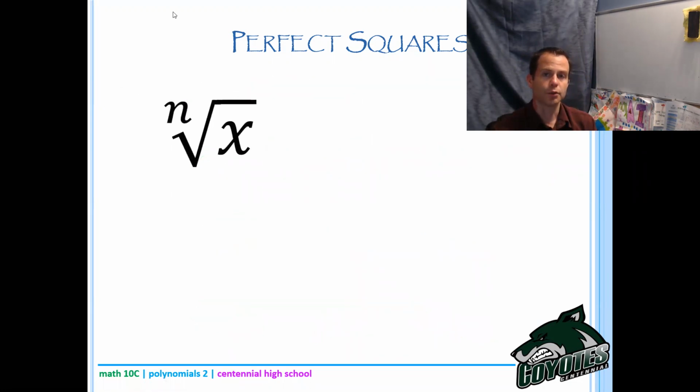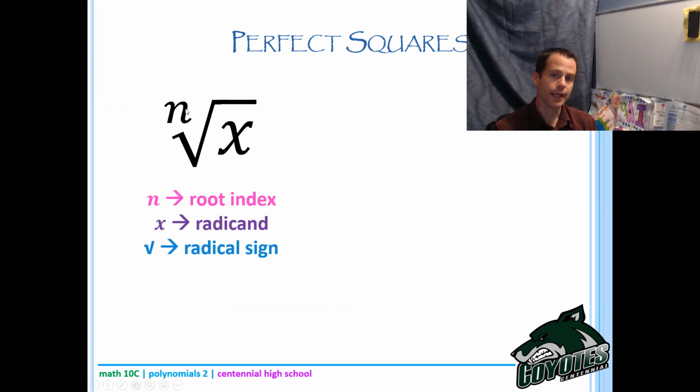All right, so I said I'd introduce a little bit of vocabulary for you. This whole thing here is called a radical. Now, in the next unit, we're gonna dive into this a little bit more, but I wanted to talk about perfect squares and cubes now, just to help out with some of this unit. So the n itself is called the root index, the x is called the radicand, and then the little check mark sign, that's called the radical sign, okay?